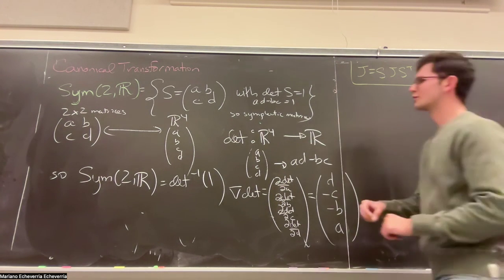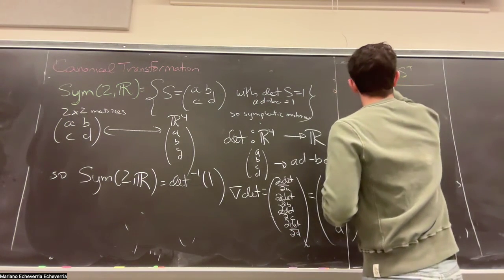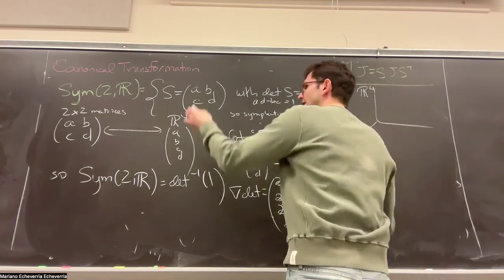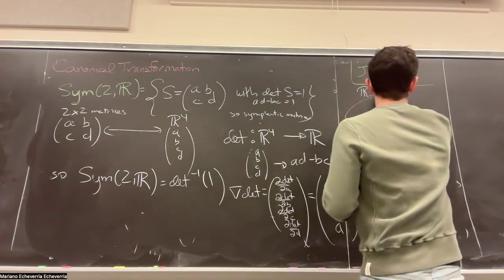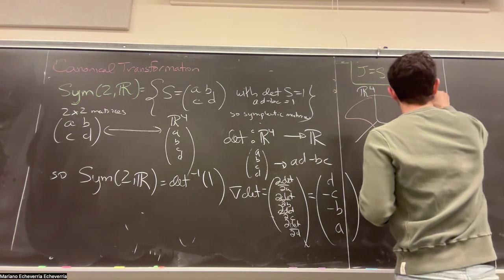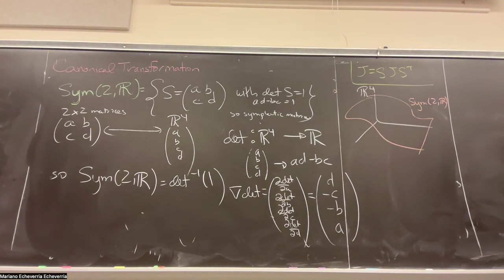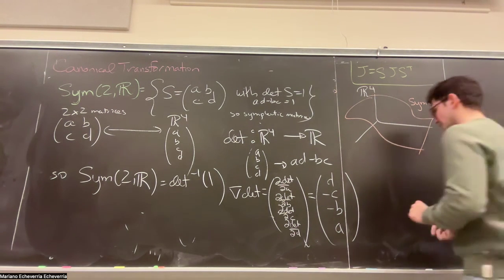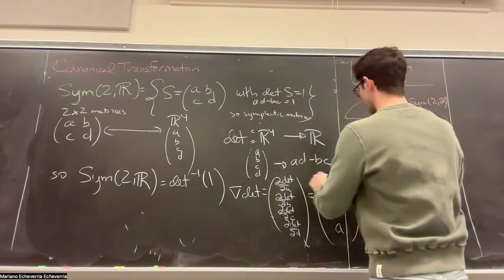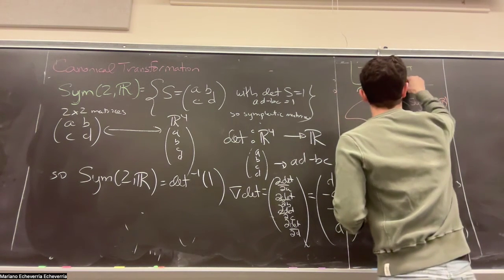So maybe I should start drawing a picture, right? I'm saying I have R4, and inside R4 sits the set of all the 2x2 determinant 1 matrices. So here's the symplectic group. And I just found a normal vector at any point on the symplectic group, right? So the normal vector, let's call this n. So this is a normal vector, right?